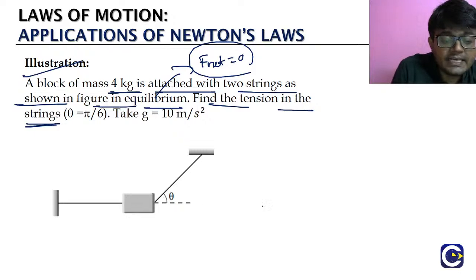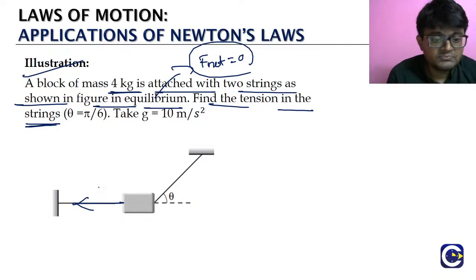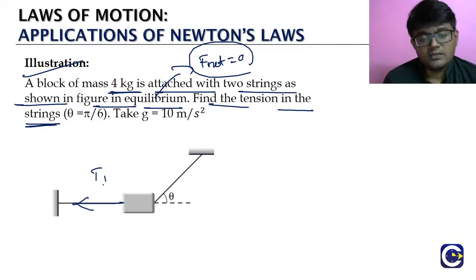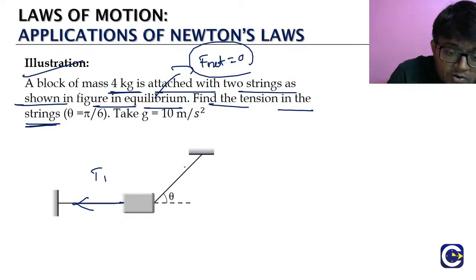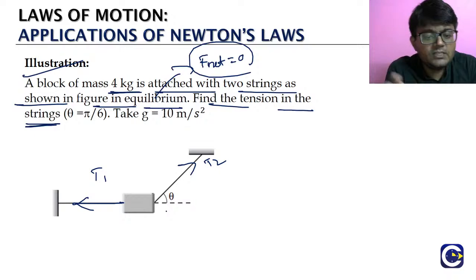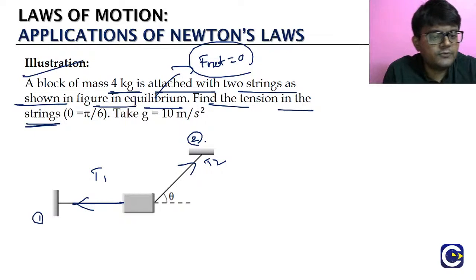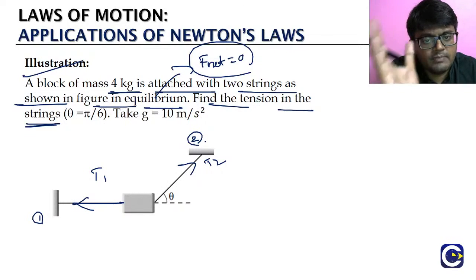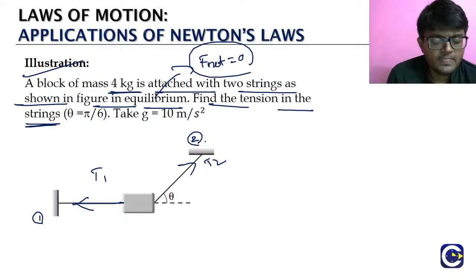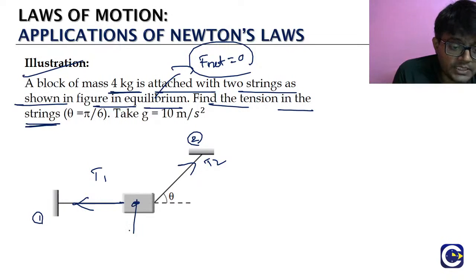ஞாபகம் இருக்கா? We have drawn the free body diagram for this particular block. So if you remember that correctly, there will be a tension force acting on the block. இந்த பக்கம் ஒரு tension force. அதுக்கு என்ன சொல்லலாம்? T1. ஓகேவா? அந்த மாதிரி இந்த பக்கம் ஒரு tension force இருக்கும், அதுக்கான T2. There will be a tension force acting in rope 1 and a tension force acting in rope 2. ஓகேவா?